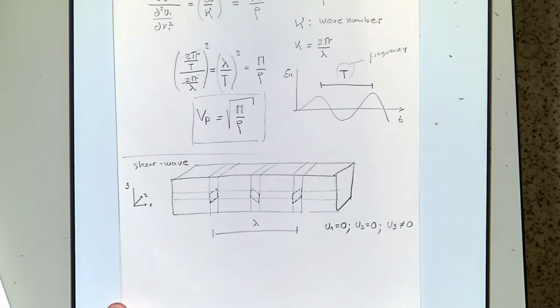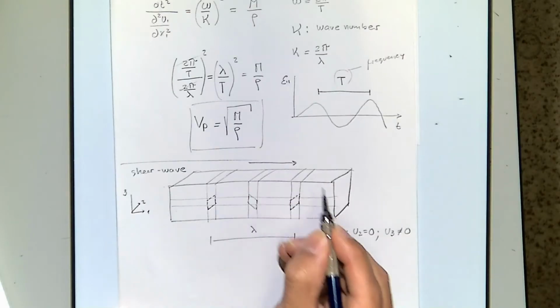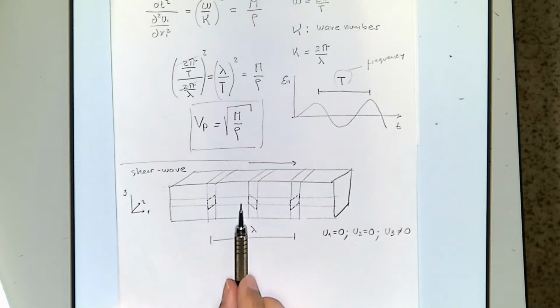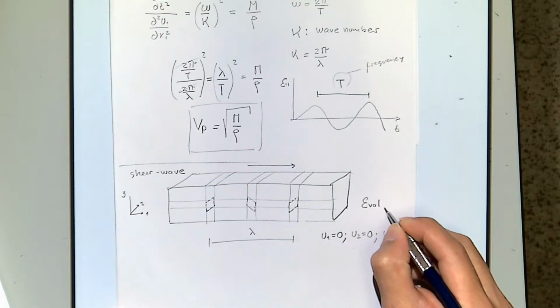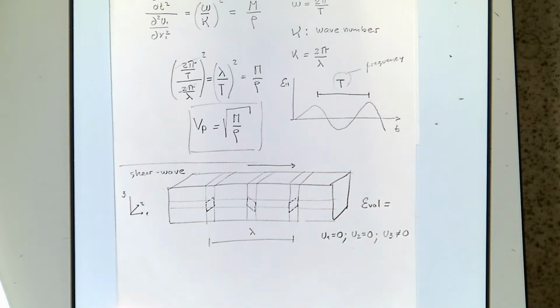Notice that now we have wave propagation in this direction, but there is displacement in that direction. What is going to be the volumetric strain in this case? It's going to be 0, right? Because those are just shear strains.